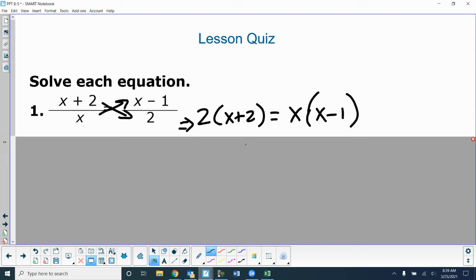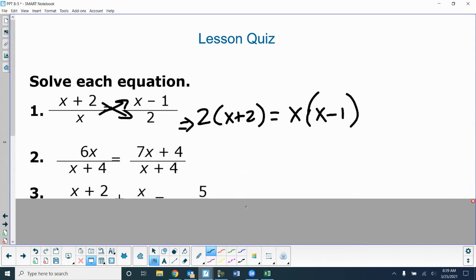Because when I multiply this side by 2x, the x's go away, so it's 2 times that. When I multiply this side by 2x, the 2's cancel, so it's x times that. So you get the same thing. Now you got to distribute, which would be 2x plus 4 equals x squared minus x.